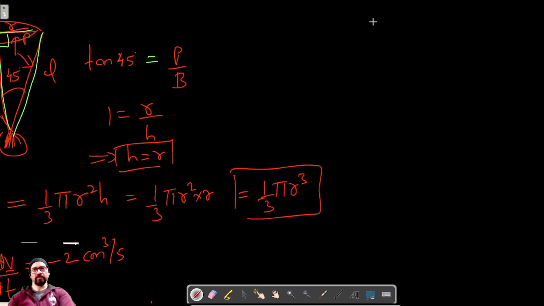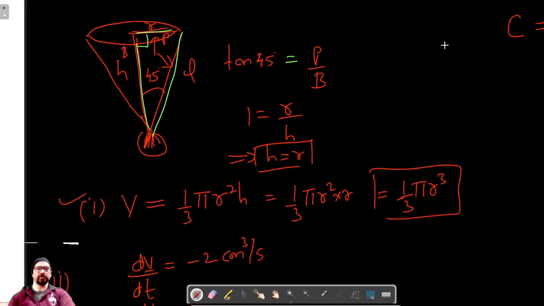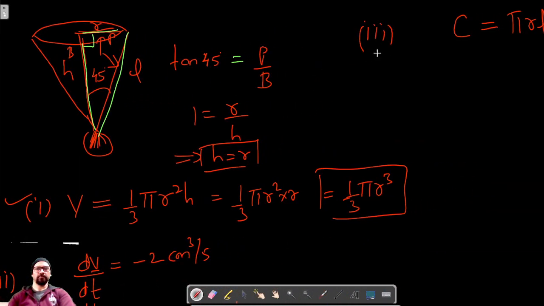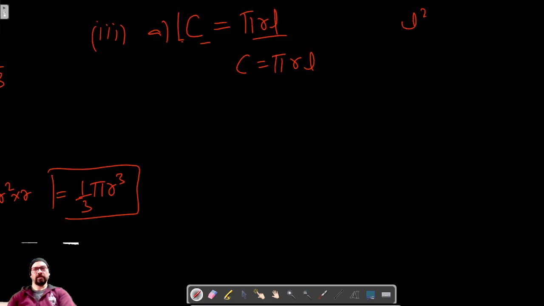Let's say the wet surface area is the curved surface area, so it's pi r l. So we are doing part A of the third. The wet surface area is the curved surface area, which is equal to pi r l, and we have to find the rate at which it's decreasing. We know that l square is equal to h square plus r square. H and r are equal. We have proved that in the beginning.